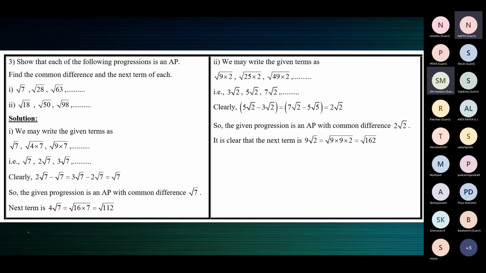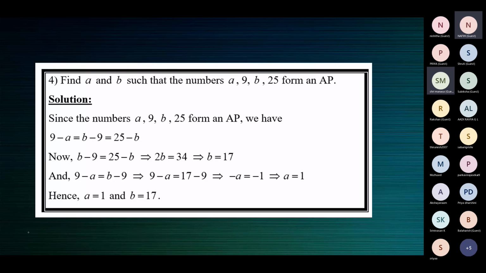The next one is similar, children. Find A and B such that the numbers A, 9, B, 25 form an AP. These are only 4 numbers, it's not an infinite AP. A, 9, B, 25, that's all, form an AP.